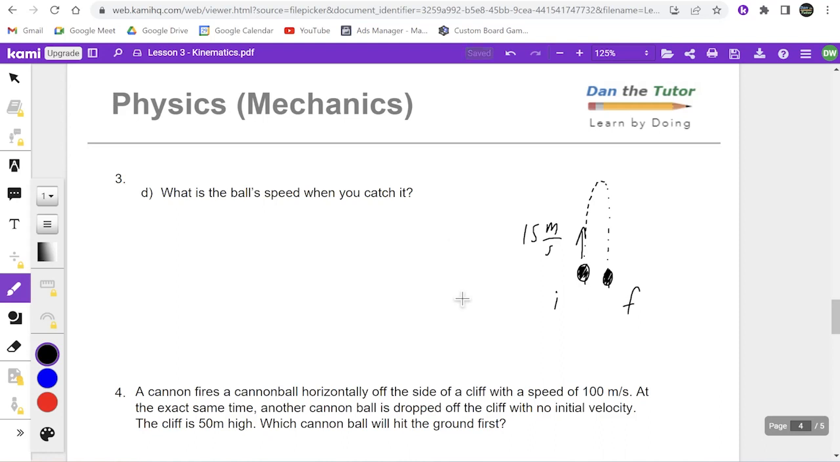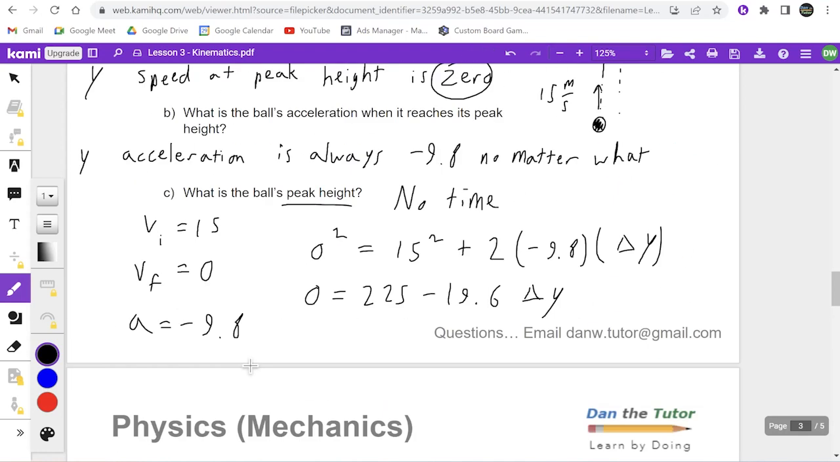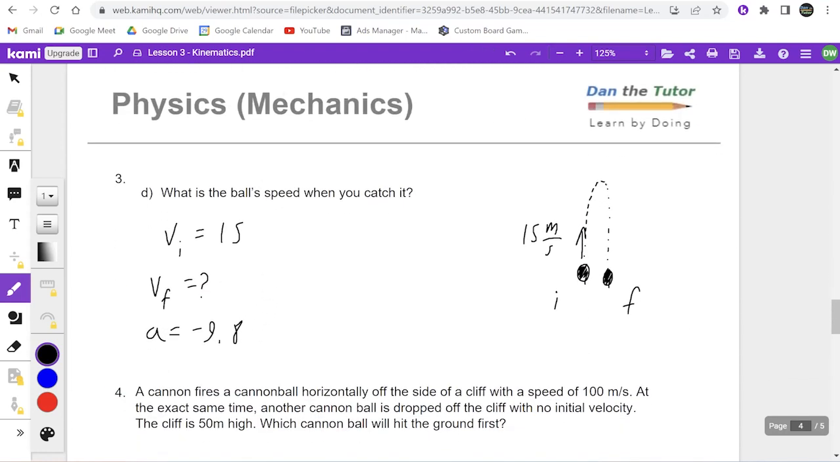That also means all the variables and all the equations I just had on the last page, none of them will work. I'm sorry. But the good news is I know what v initial is. v initial is 15. I'm solving for v final. I don't know what that is. I know the acceleration is negative 9.8. And delta y, I'll tell you this, delta y is not the answer we just said. Delta y is not, was it 11.5, I think I said? It was on the other page. Yeah, it's not 11.5.